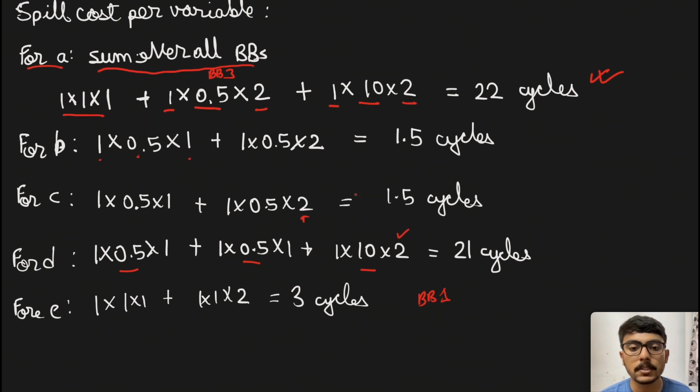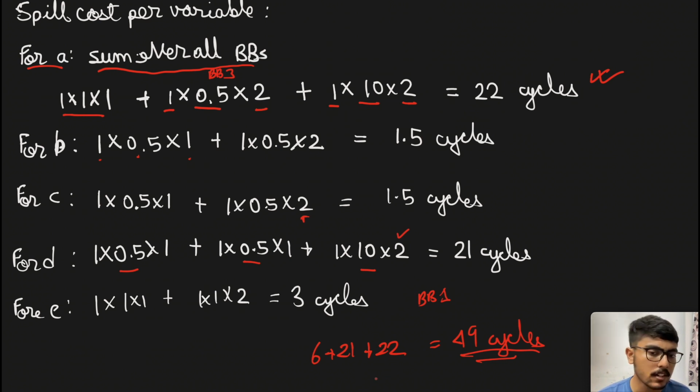So you can basically add all these cycles. I think it will come out to be 6 plus 21 plus 22, so it is like 43, 49 cycles in total. So if it is asked for the total spill of the entire program, then I think I calculated it right, yeah, it will be 49 cycles. So 49 cycles total spill cost.